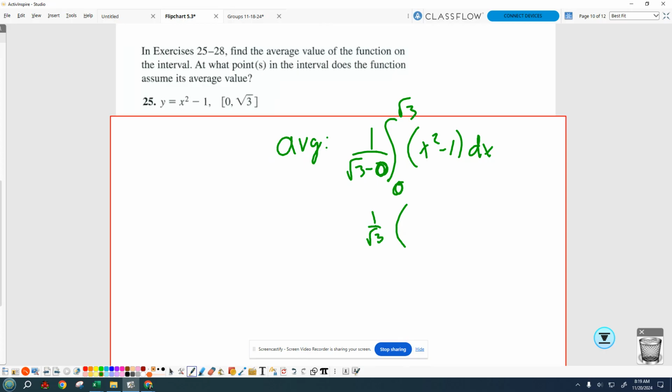Those who know how to integrate, Jason, what's the integral of x squared? X to the third over 3. What's the integral of -1? Negative x. Raise the power from x to the 0 to x to the 1, divide by the 1.